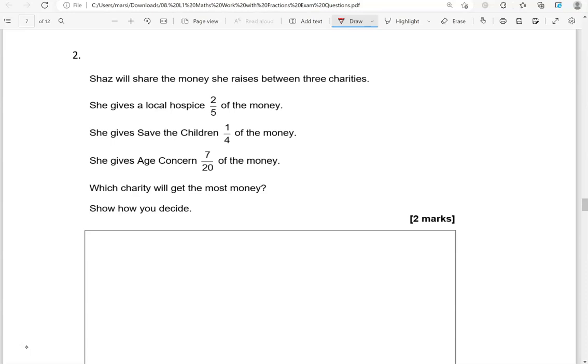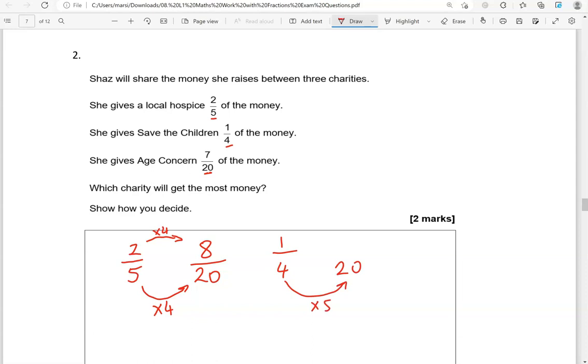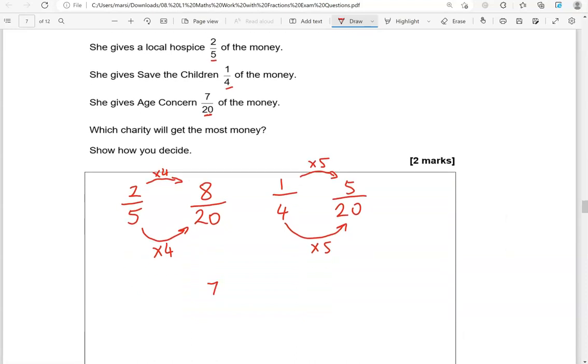So let's convert them so they all have the same denominator. Looking at 5 and 4, 5 times 4 is 20, and this is 20 as well, so we can use 20. So to get from 5 to 20, we multiply by 4, so we do the same to the top number. 2 times 4 is 8. Quarter, from 4 to 20, we multiply it by 5, so we do the same to the top number, so that is 5. 7/20, that is already as we need it, with a denominator of 20 and comparable to the other fractions.